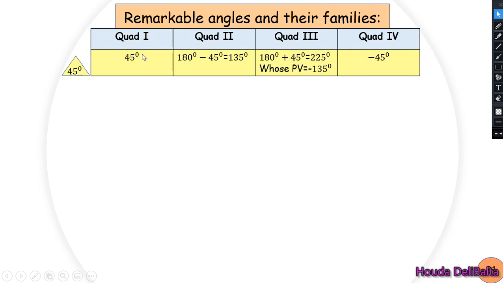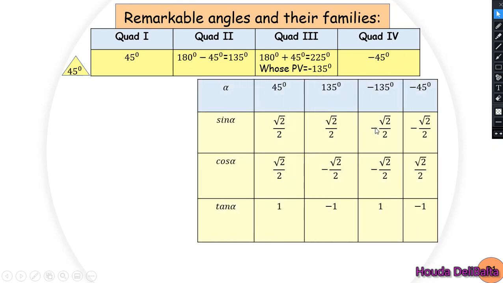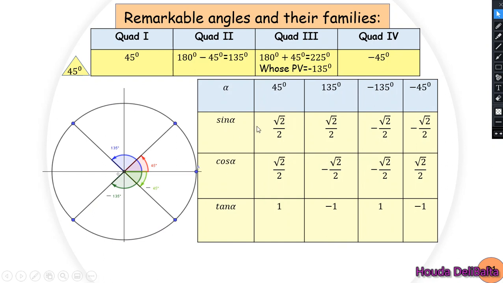In quadrant 1, it's 45. In quadrant 2, it's 135, the supplement of 45. In quadrant 3, it is 180 plus 45, which is 225, whose principal value is minus 135. And finally, in quadrant 4, it is the opposite, minus 45. And here we go. All students take chemistry.